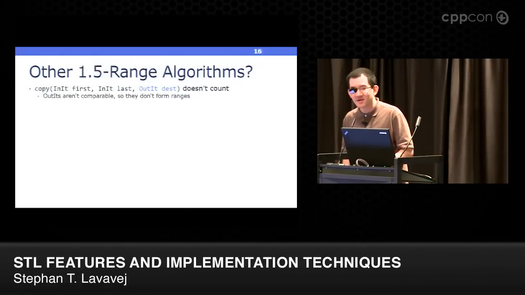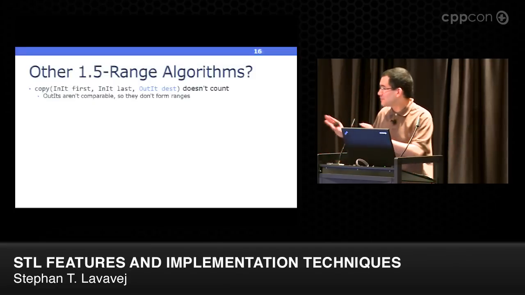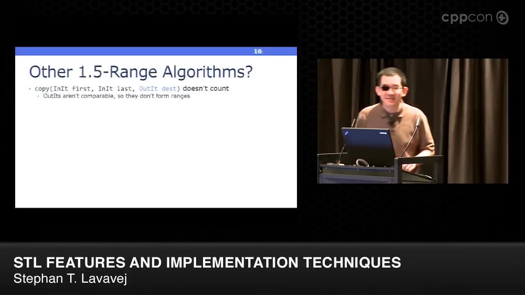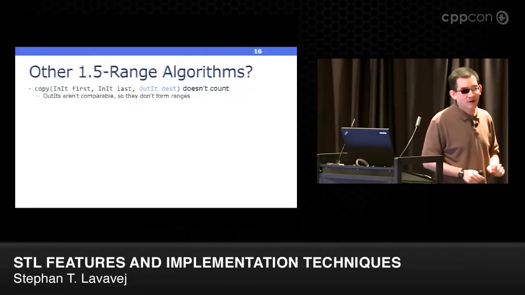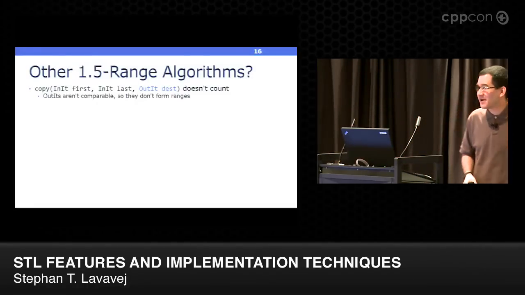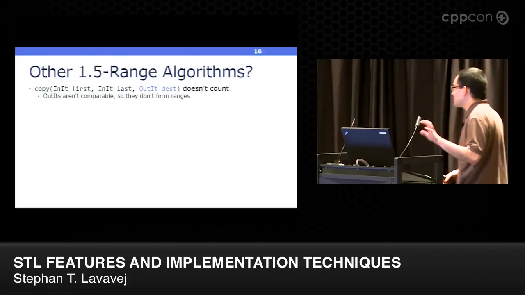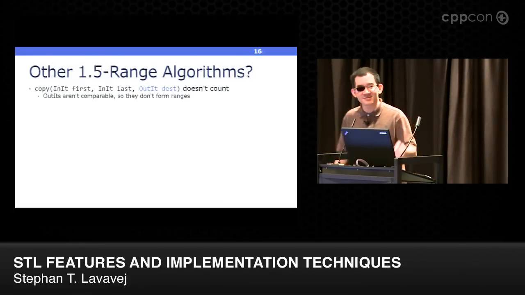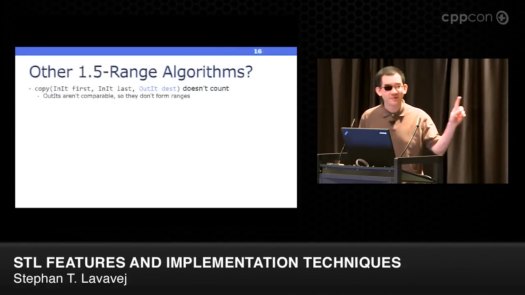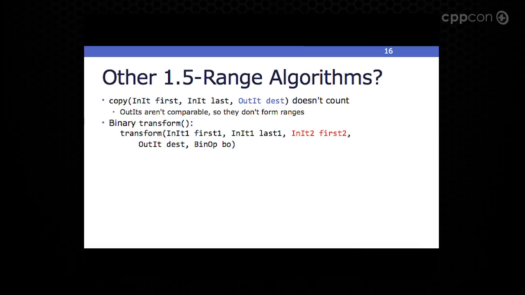You can't compare them. So can anybody, standard library implementers included, Marshall, think of other 1.5 range algorithms in the standard library other than equal, mismatch, is_permutation? Shout them out if you can think of any. I was not actually able to name these until I trawled the whole standard and looked at every algorithm and categorized them. Any ideas? There's one very important one. Transform, yes. Very good. Binary transform takes first1, last1, first2, and not a last2.